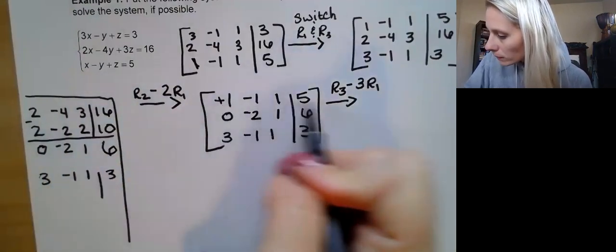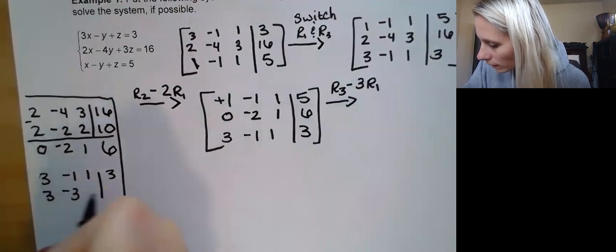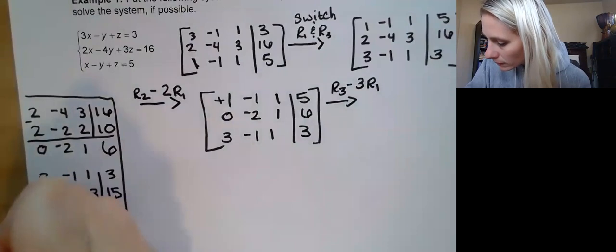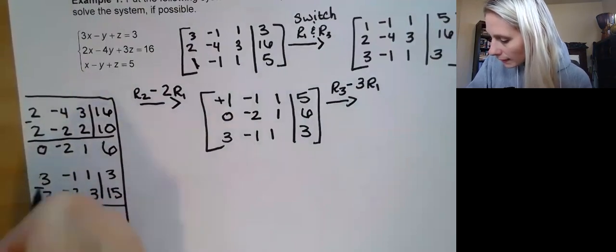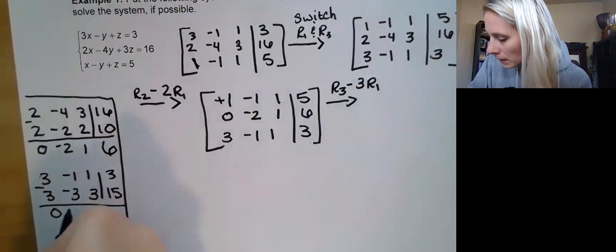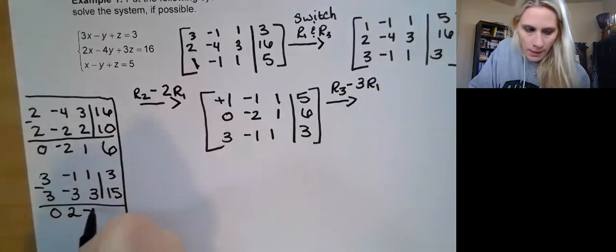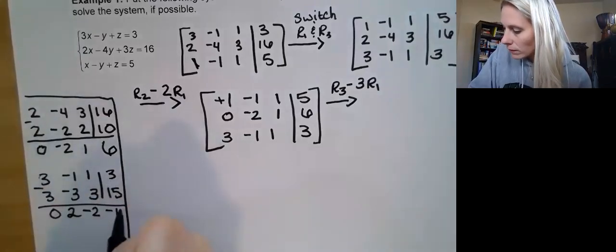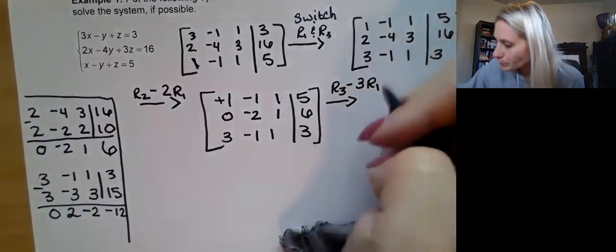And remember, I'm going to multiply this by 3. So I get 3, -3, 3, 15. I'm going to subtract straight down. I get 0. -1 minus -3 is 2. 1 minus -3 is -2. And 3 minus 15 is -12. Guys, if you like addition a lot better, just multiply by the negative number and add straight down.